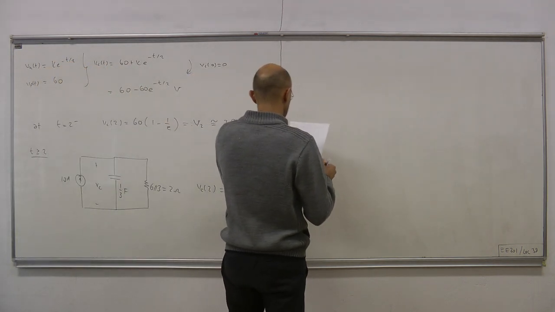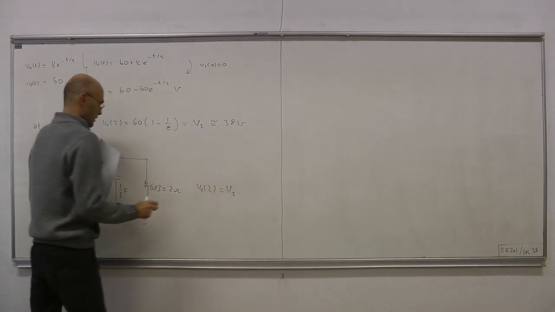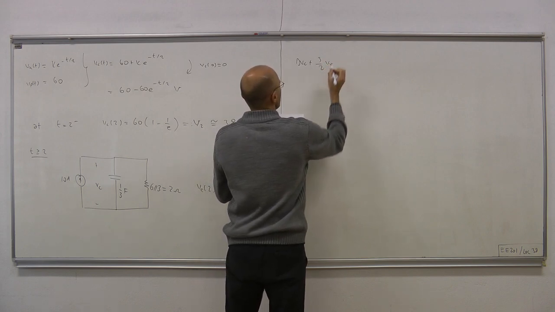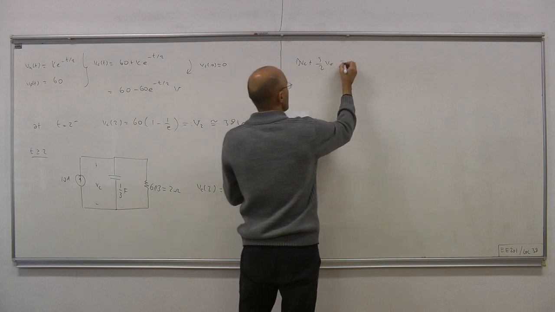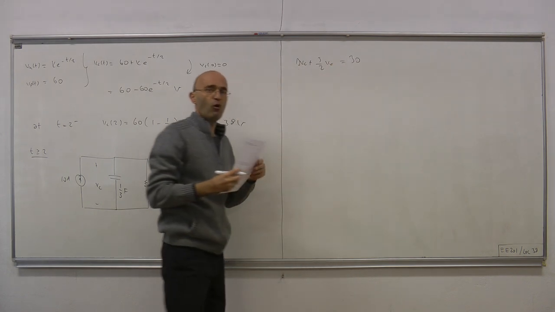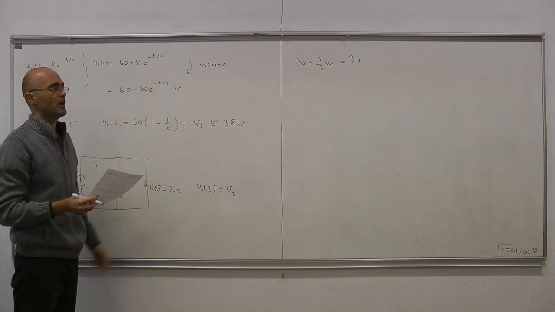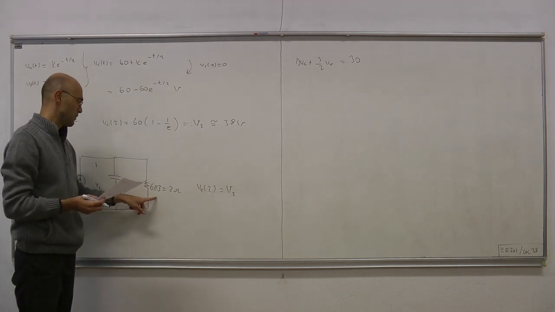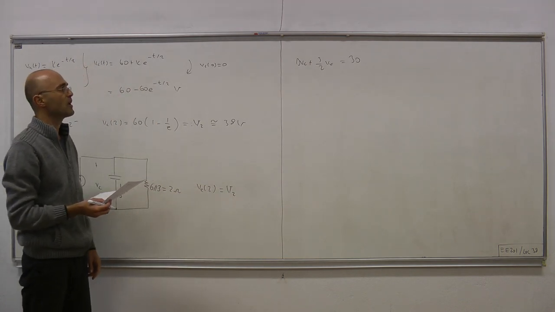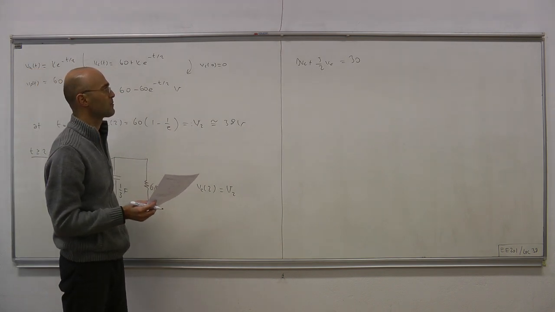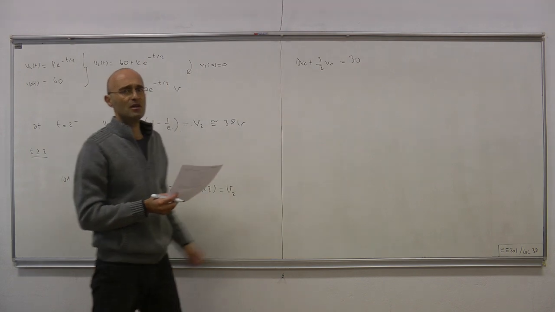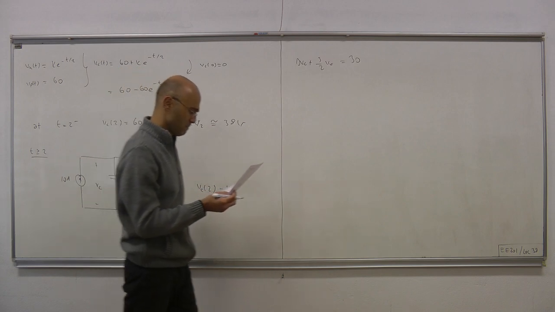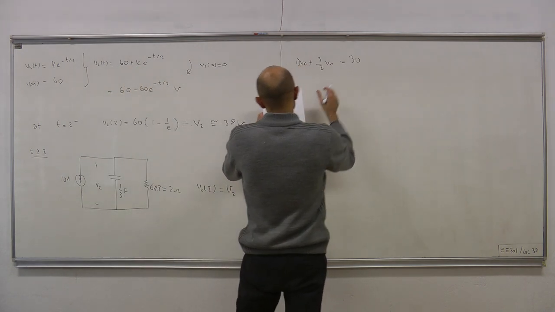So again, we have the same situation. The differential equation has the same form. By form, I mean it's first order, and the right-hand side is constant. This time, of course, the natural frequency is different, because the resistance seen by the capacitor has changed, therefore the time constant has changed. Time constant has changed means the capacitor voltage will evolve at a different rate. So this is the differential equation.